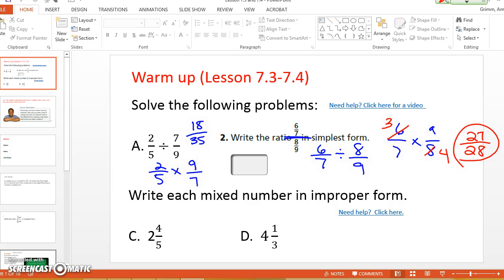You guys should be good at this, right? Make each a number in proper form. So 2 times 5 is 10. 10 plus 4, 14. So 14 over 5. And 3 times 4 is 12, plus 1 is 13 over 3. Okay, any questions on that quick review before we get going? Okay, very good.